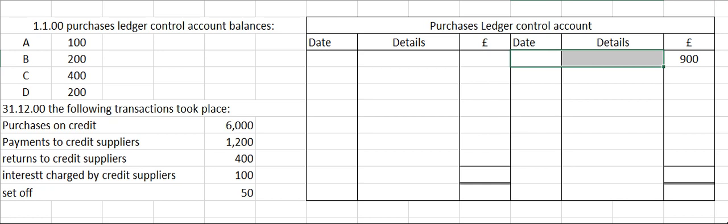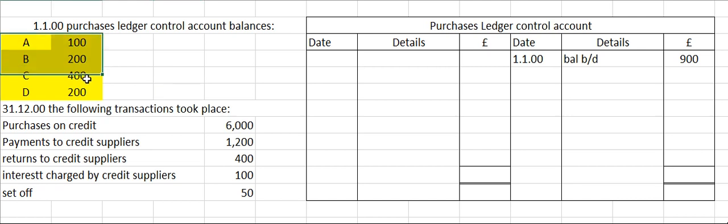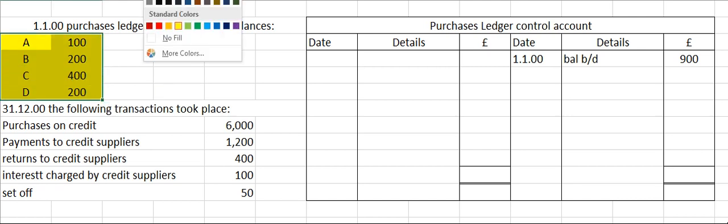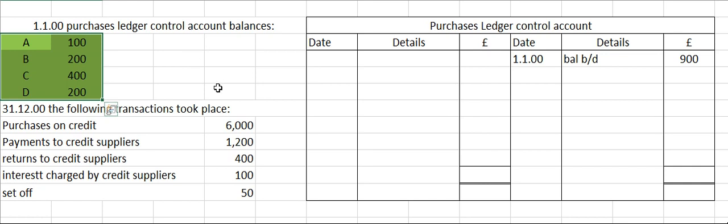Now this goes in with the opening date along with the details as balance brought down. Now we have completed the first one. I'll color code all the information green which appears on the credit side.